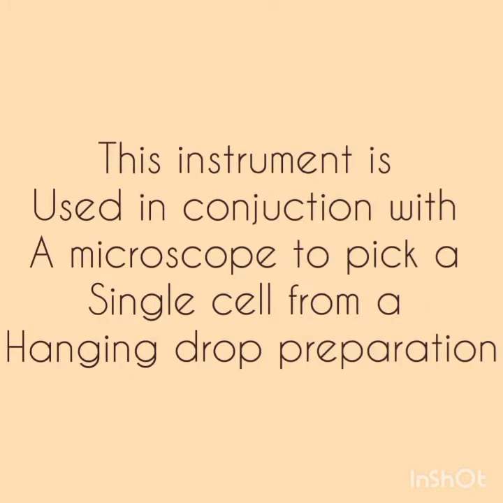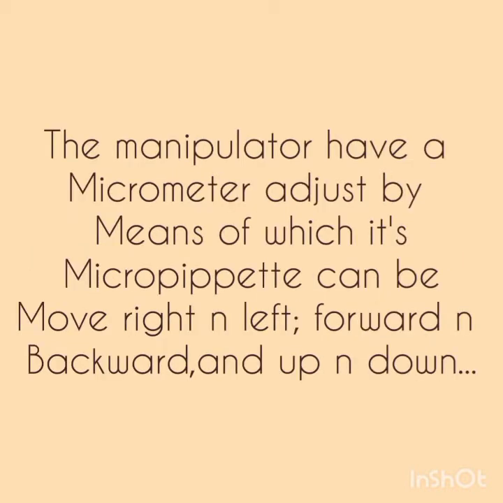This instrument is used in conjunction with a microscope to pick a single cell, particularly a microbial cell, from a hanging drop preparation. A micromanipulator has micrometer adjustments by means of which its micropipette can be moved right and left, forward and backward, and up and down.